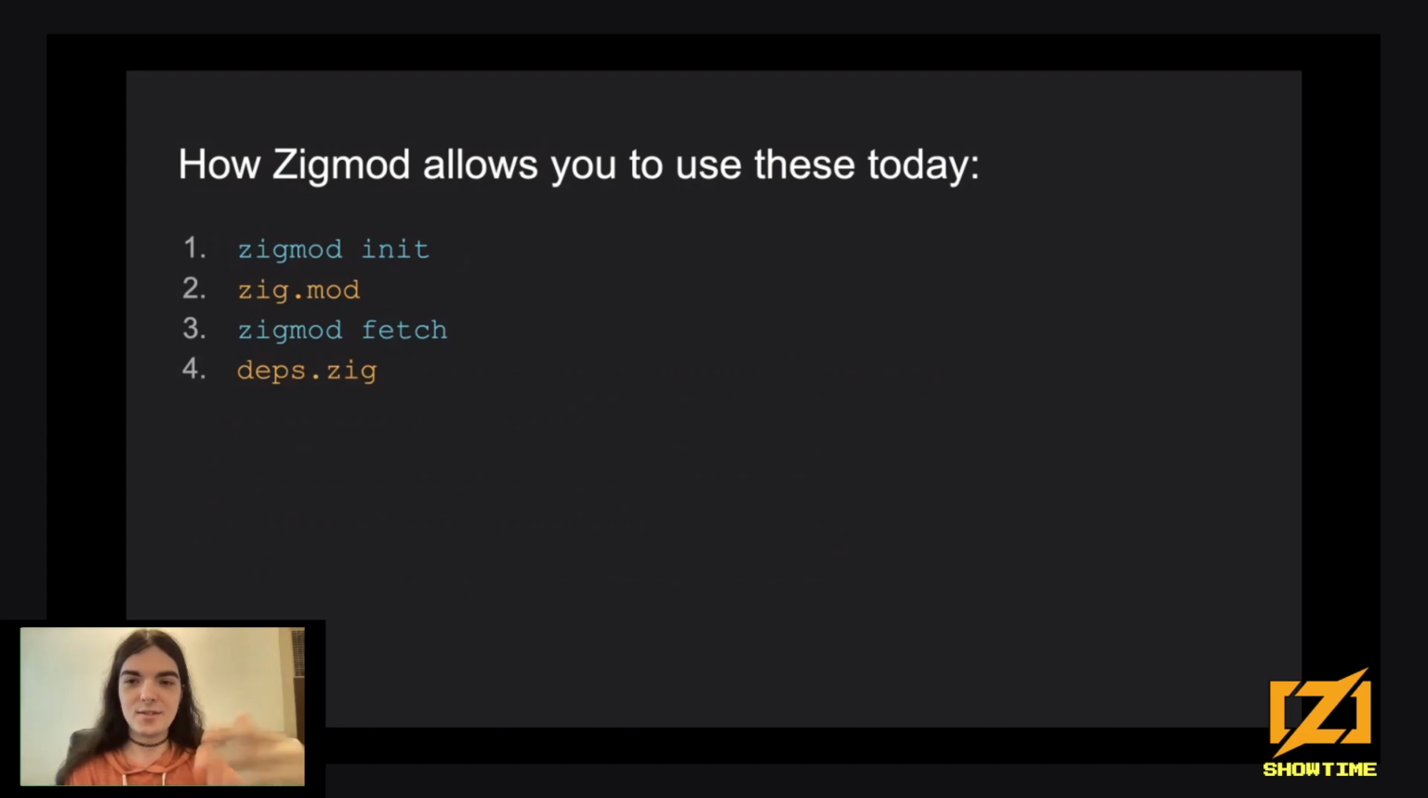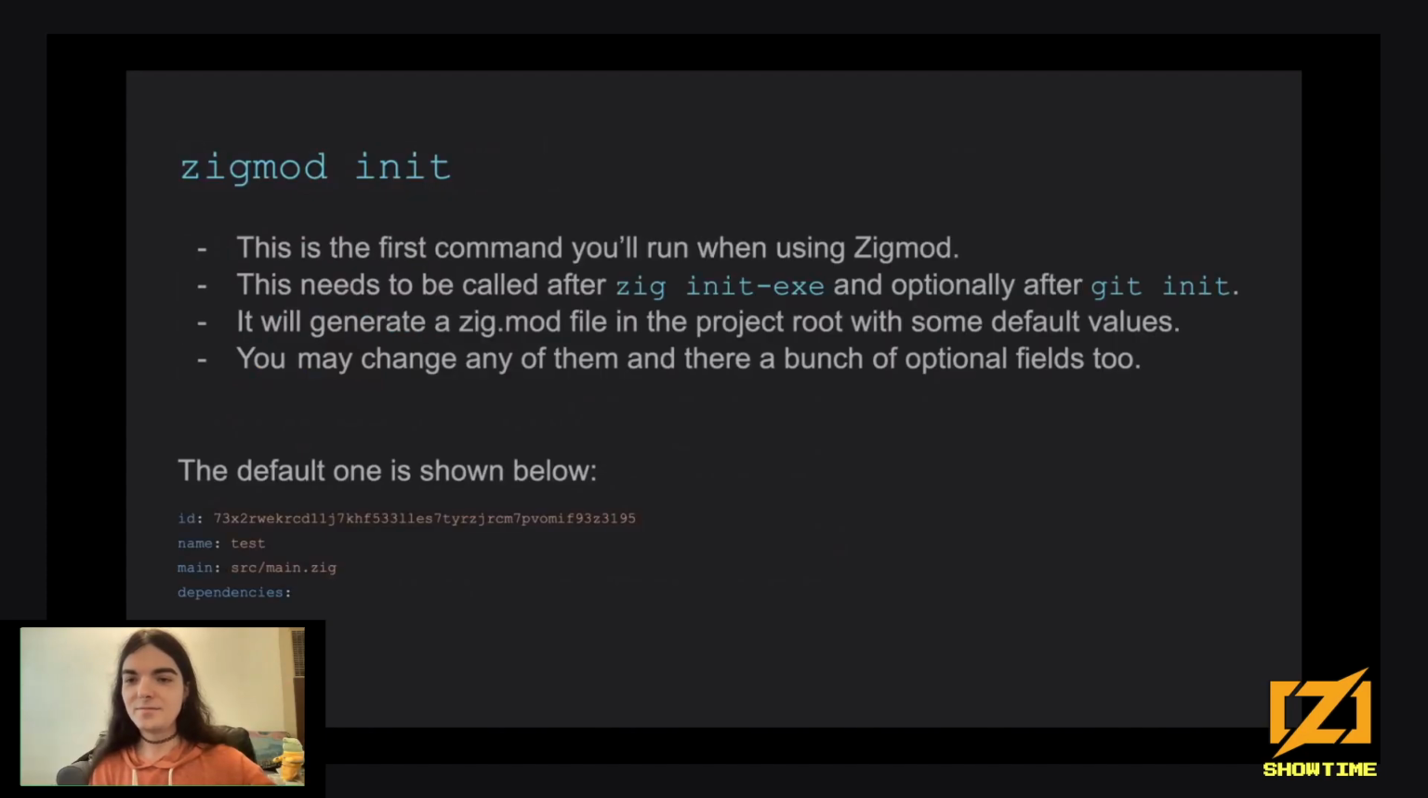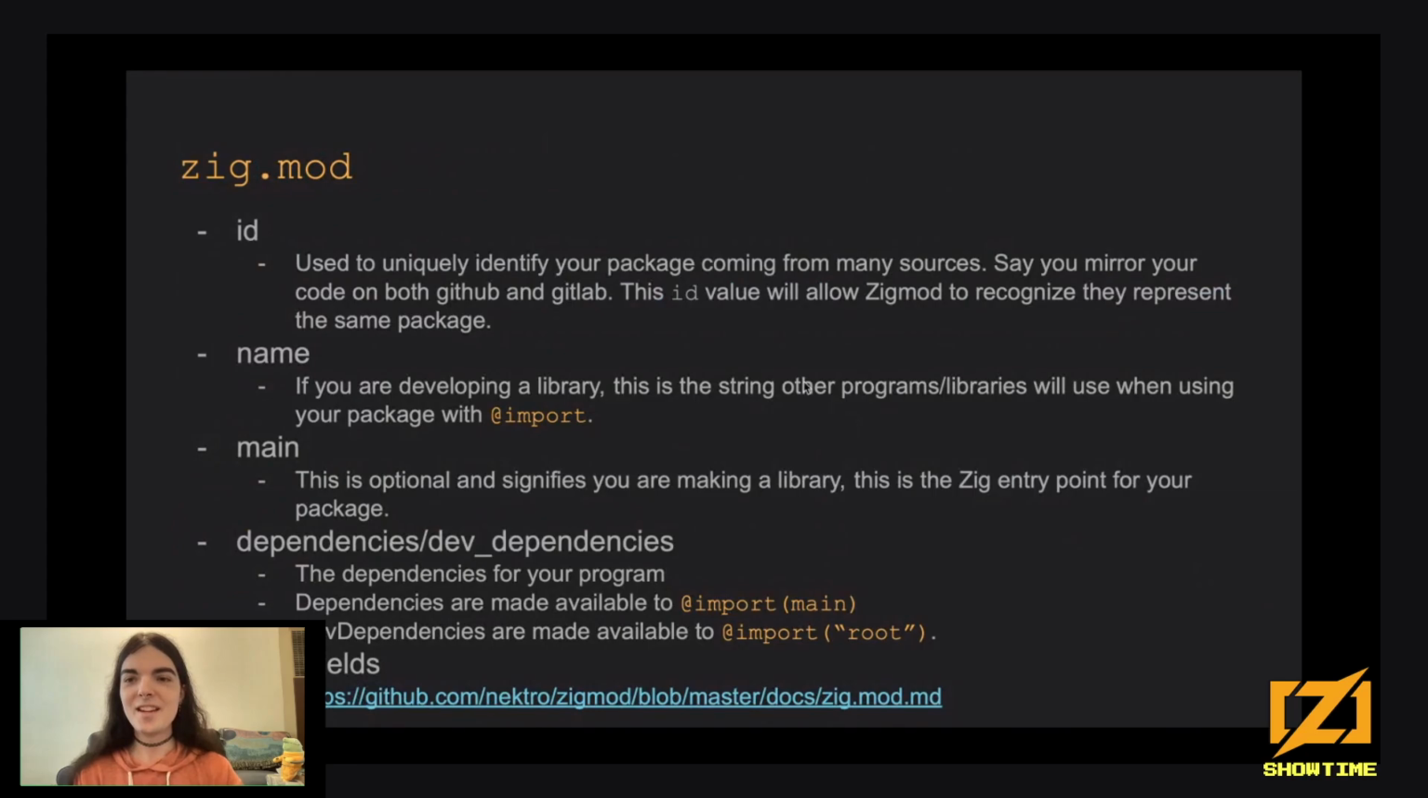And then, for some specific examples, this is how Zigmod allows you to use these today. There's zigmod init. After you initialize your project, it will generate a zig.mod file, which is going to be your manifest format, based on some properties in your project. So the zig.mod manifest format.